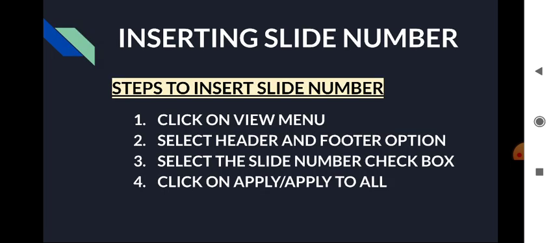Next, we have how to insert slide number. So if you want to insert slide number also into your slide, there are some steps you have to follow. The steps to insert slide number are, click on the view menu and select the header and footer option. Just like we insert header and footer and date and time, we can insert slide number from their dialog box also. So just click on the view menu, go to header and footer. It will open the header and footer dialog box, and after that select the slide number checkbox. This time you need to select the slide number checkbox and then click on apply or apply to all.